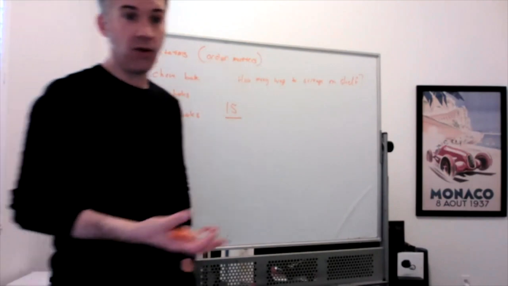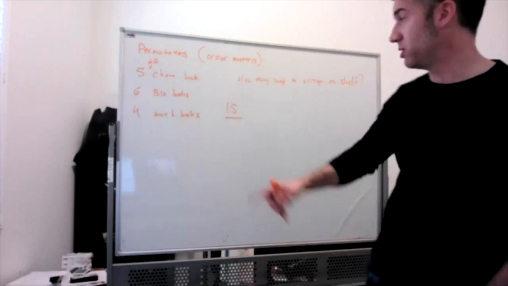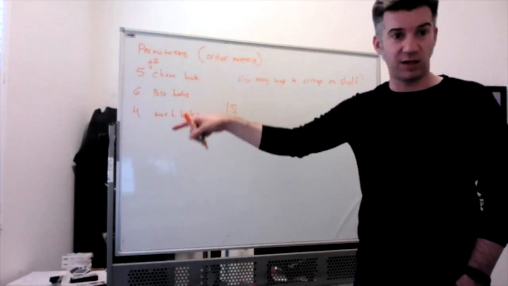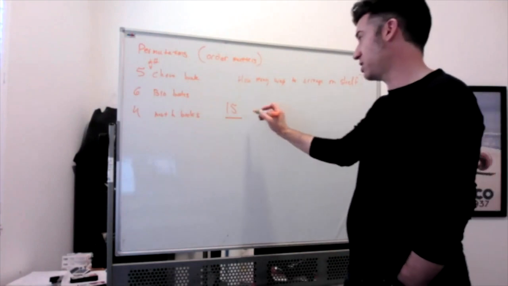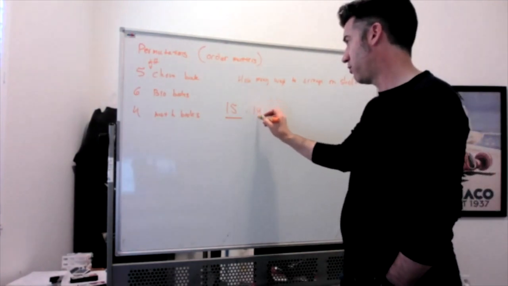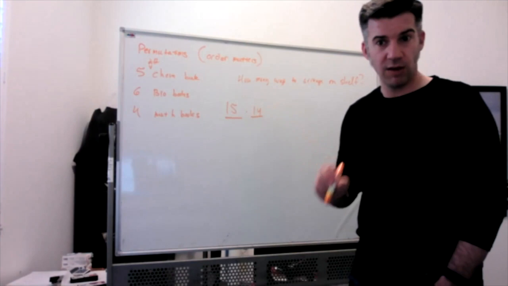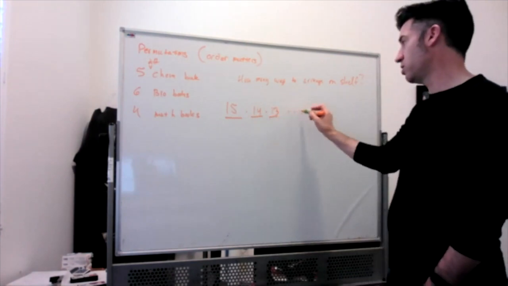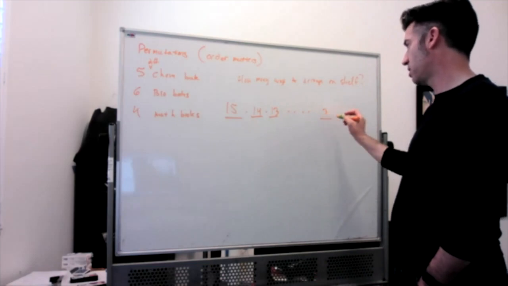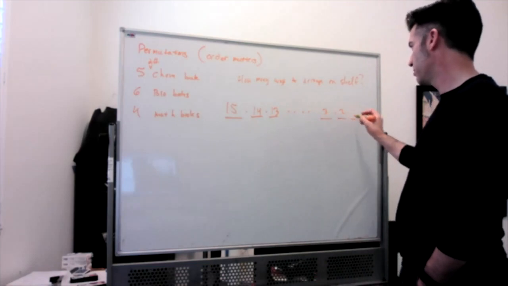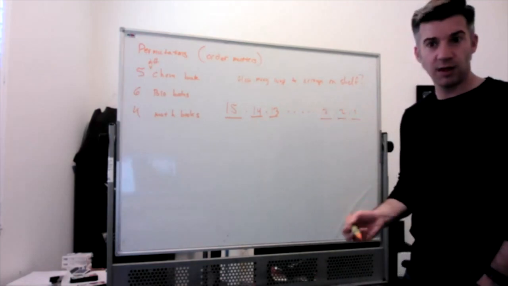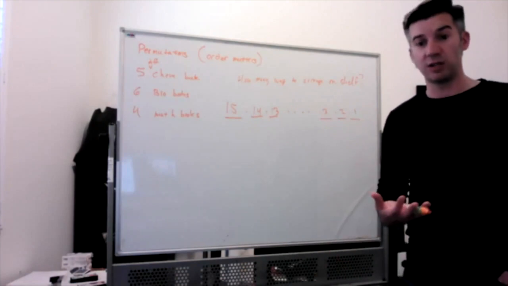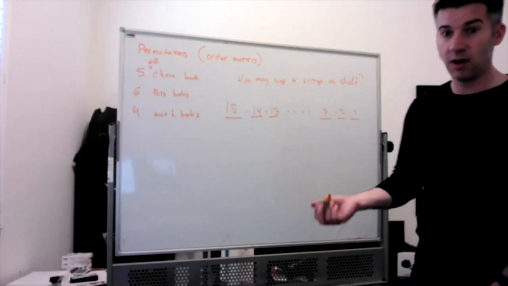But in the second spot, I've already chosen one of the books. Maybe I chose a chemistry book to go there. So now there's only 4 chemistry books left to choose from, and there's still the 6 bio books and the 4 math books. So in the next spot, there are 14 books to choose from. And in the next spot, there's 13 books to choose from. And so on and so on, all the way to the last couple spots. That's our total number of choices. That's the total number of ways we can arrange these 15 different books.